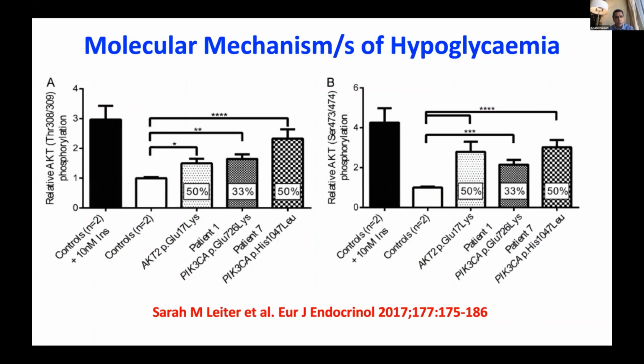So this is just showing you the mechanism of what might be going on. Here we're looking at the AKT2 phosphorylation downstream of PI3 kinase. This is your control. And here you can see that in the patients with the mutation, AKT2 is activated here, and again you can see here as well. There's activation of the AKT2 downstream of the PI3K.